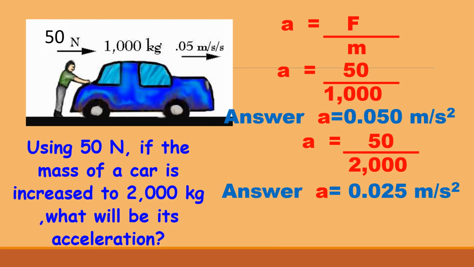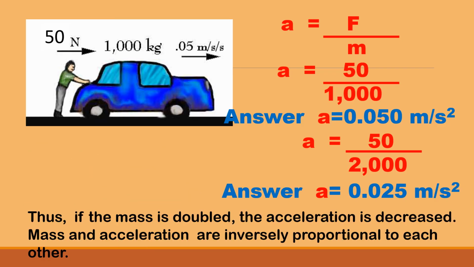So what do you observe with the amount of acceleration? As the amount of mass is increased, the acceleration will decrease. Okay? Thus, if the mass is doubled, the acceleration is decreased. So the relationship between mass and acceleration is that mass and acceleration are inversely proportional to each other.